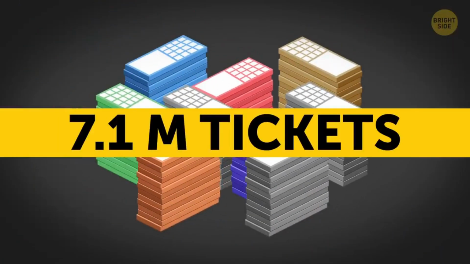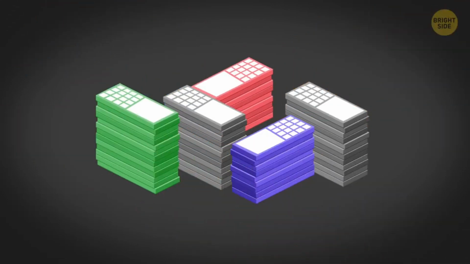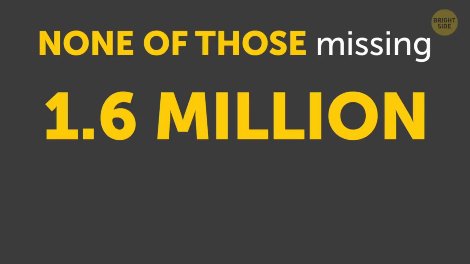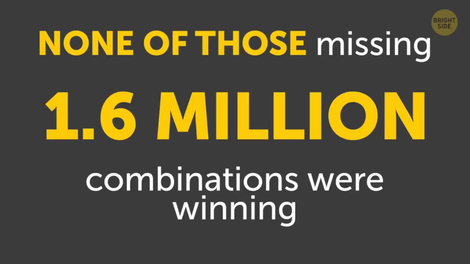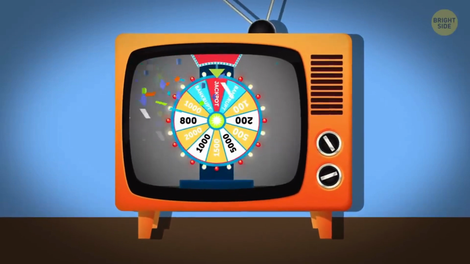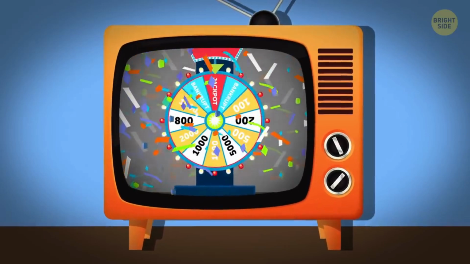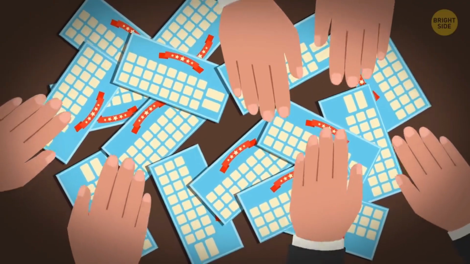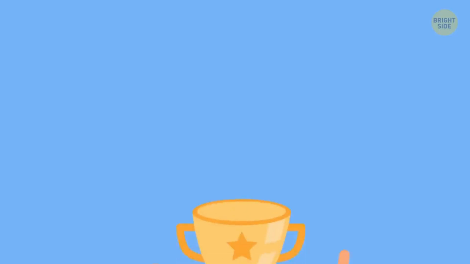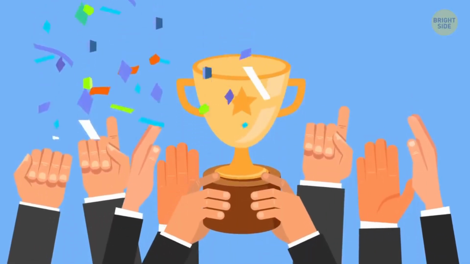As a result, out of 7.1 million tickets bought by Mandel's syndicate, only 5.5 million were processed, leaving too much to chance. There was nothing he could do to ensure his victory, and he only had to hope none of those missing 1.6 million combinations were winning. On February 15, 1992, the moment of truth came, the final draw on live television. Mandel's team were frantically rifling through the combinations to see whether one of them was the winner. And at last, a triumphant cry: they'd won.